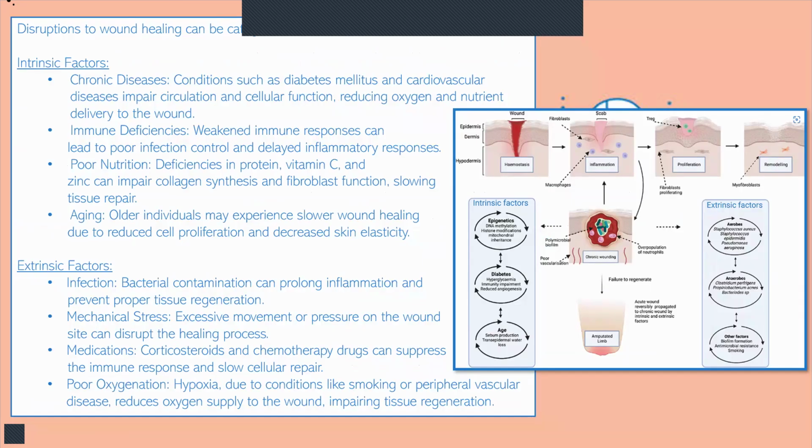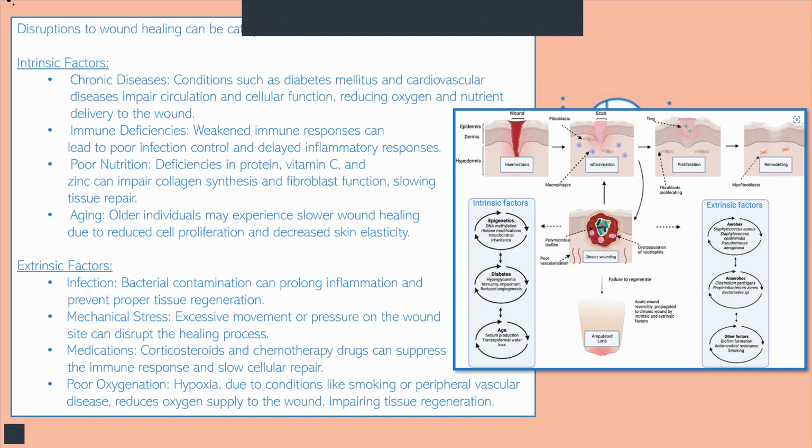For individuals with underlying conditions such as diabetes or cardiovascular disease, wound healing can be particularly slow due to poor circulation, which limits the supply of oxygen and nutrients essential for tissue regeneration. Aging also plays a role, as older adults experience a natural decline in cellular function, leading to delayed healing. Likewise, a weakened immune system, whether due to illness or medications, can hinder the body's ability to fight infection, prolonging the inflammatory phase and preventing proper tissue repair.